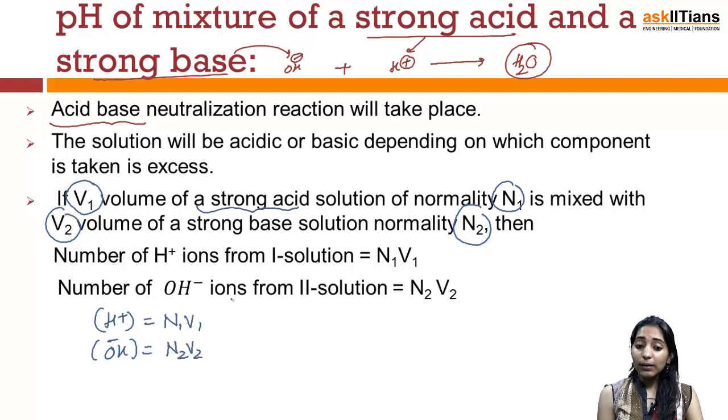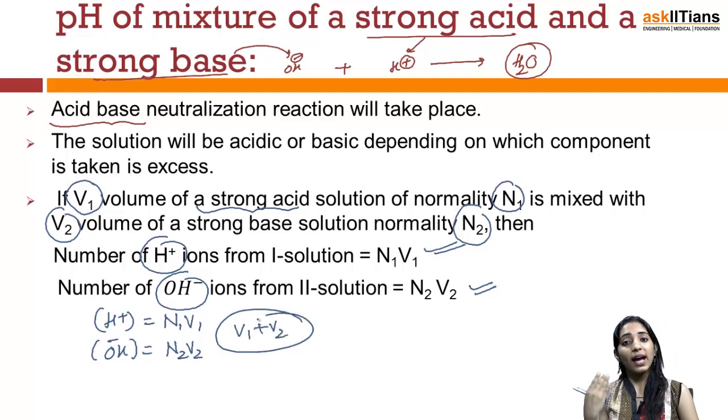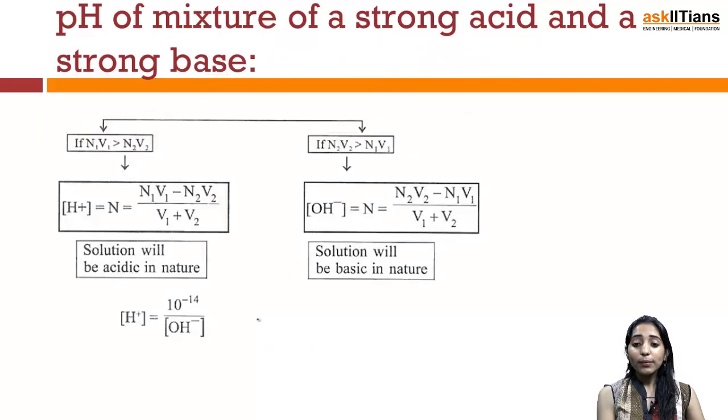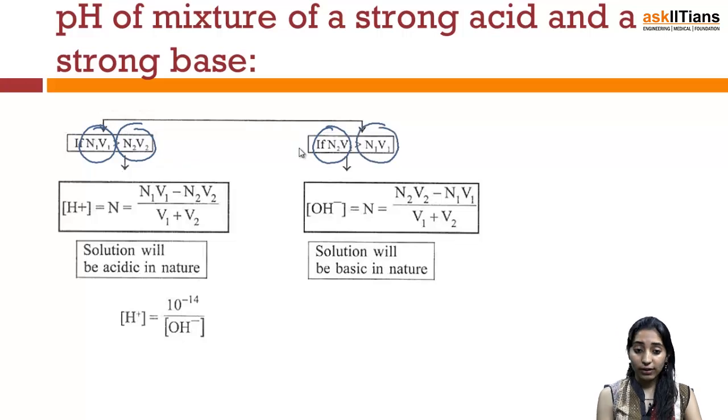Now if the two are being mixed, the number of moles of H positive in solution 1 is N1 V1, and the number of moles of OH minus in the given solution is N2 V2. But the total volume of solution is nothing but V1 plus V2, because I am mixing V1 volume of first solution and V2 volume of second solution. Now there can be two different cases. Either the value N1 V1 will be found to be greater than the value N2 V2, or the value N2 V2 will be found to be greater than the value N1 V1.